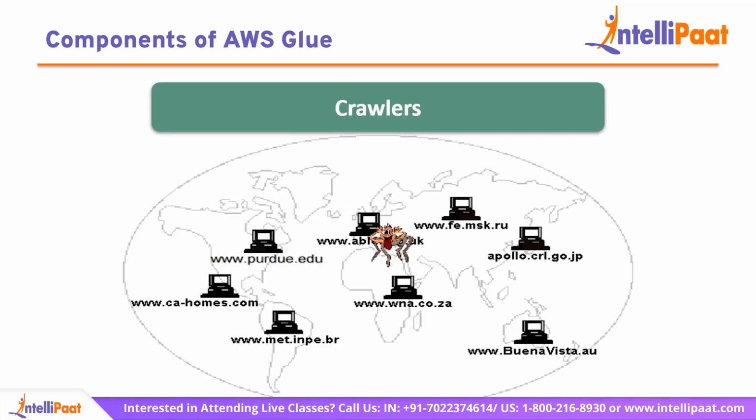The second component of AWS Glue is crawlers. Crawlers in AWS Glue are responsible for automatically discovering and cataloging metadata from various data sources. They populate the Glue data catalog with metadata information by analyzing the data structure, format, and schema. Crawlers can crawl data stored in Amazon S3, relational databases, data warehouses, and other sources.